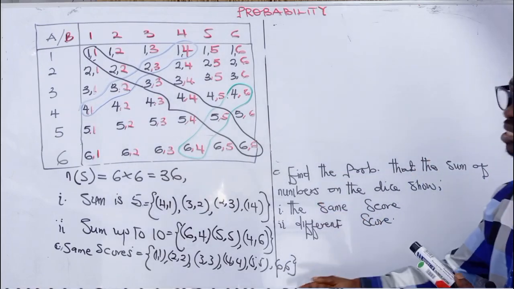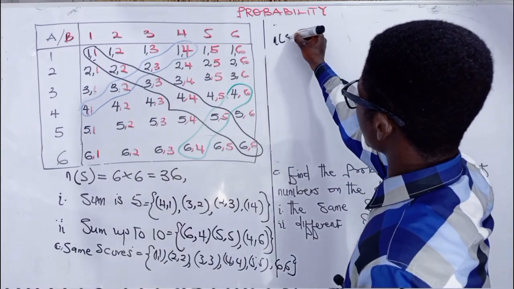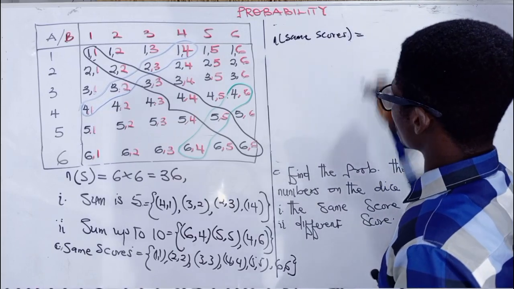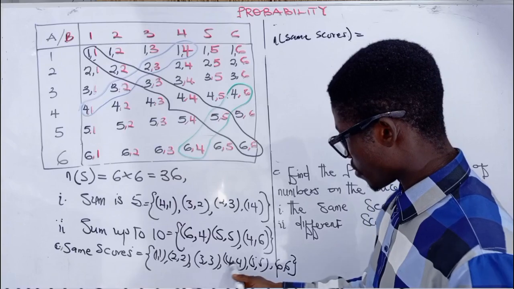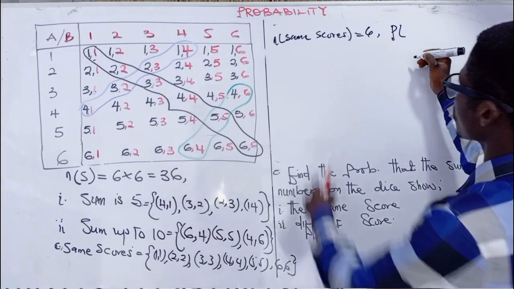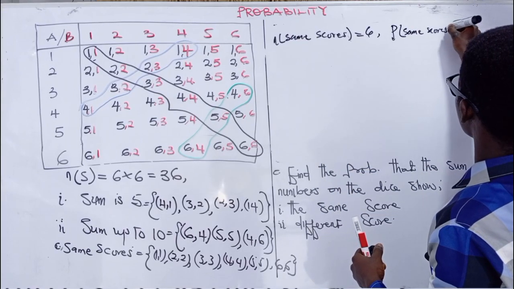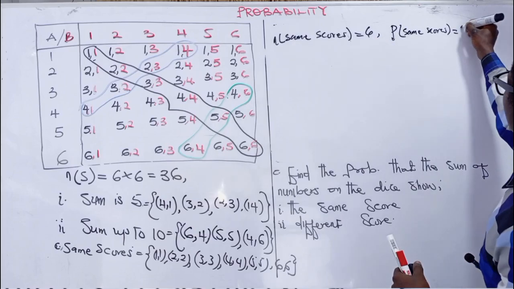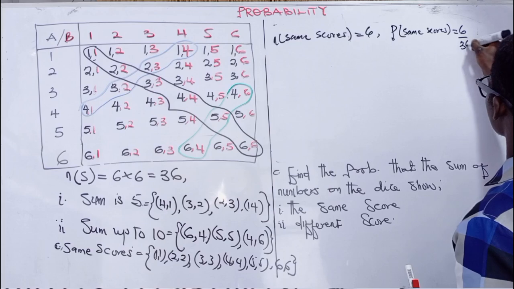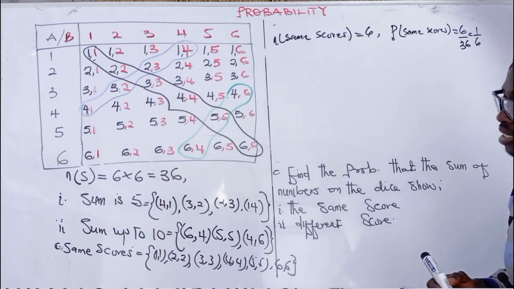So we have to find the probability, right? So we have to find the number of outcomes in the same scores. So we have to count them: 1, 2, 3, 4, 5, 6. So we have 6. So you can see that the probability of obtaining the same scores is equal to 6 all over what? The total outcomes in the sample space, which is what? 36. We can break it down to give us what? 1 over 6, as easy as that.